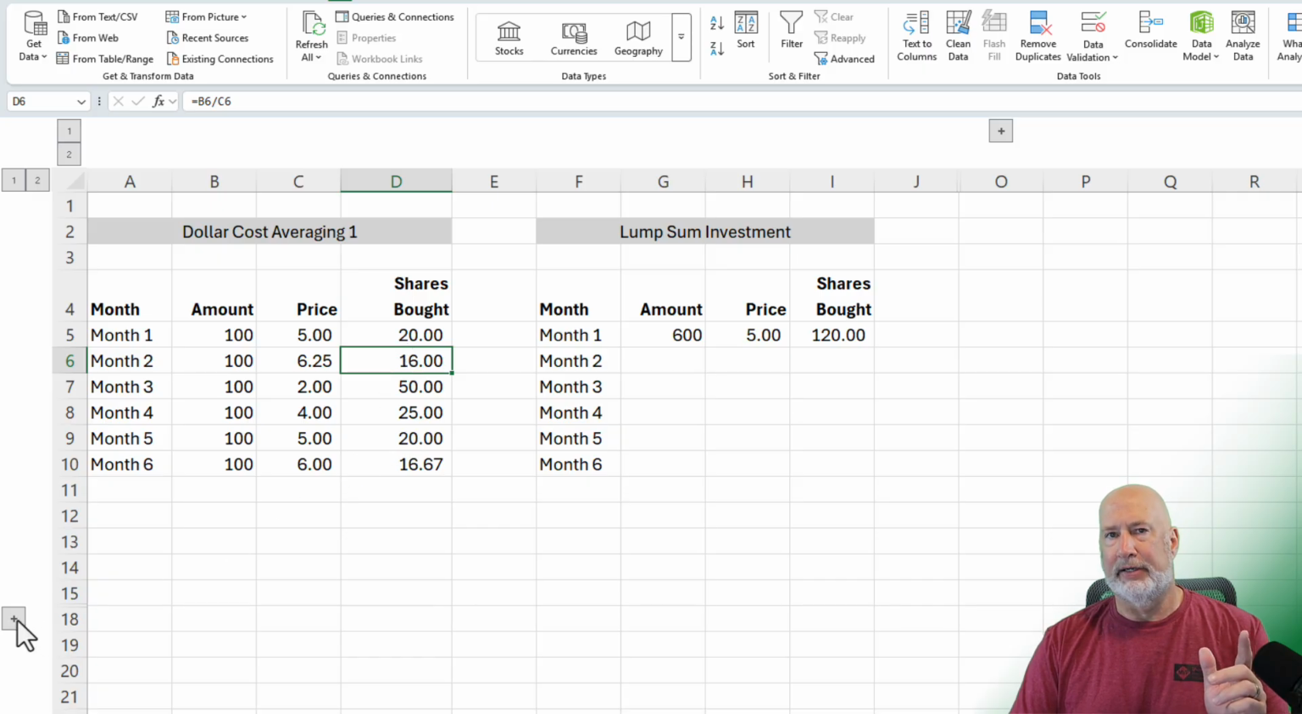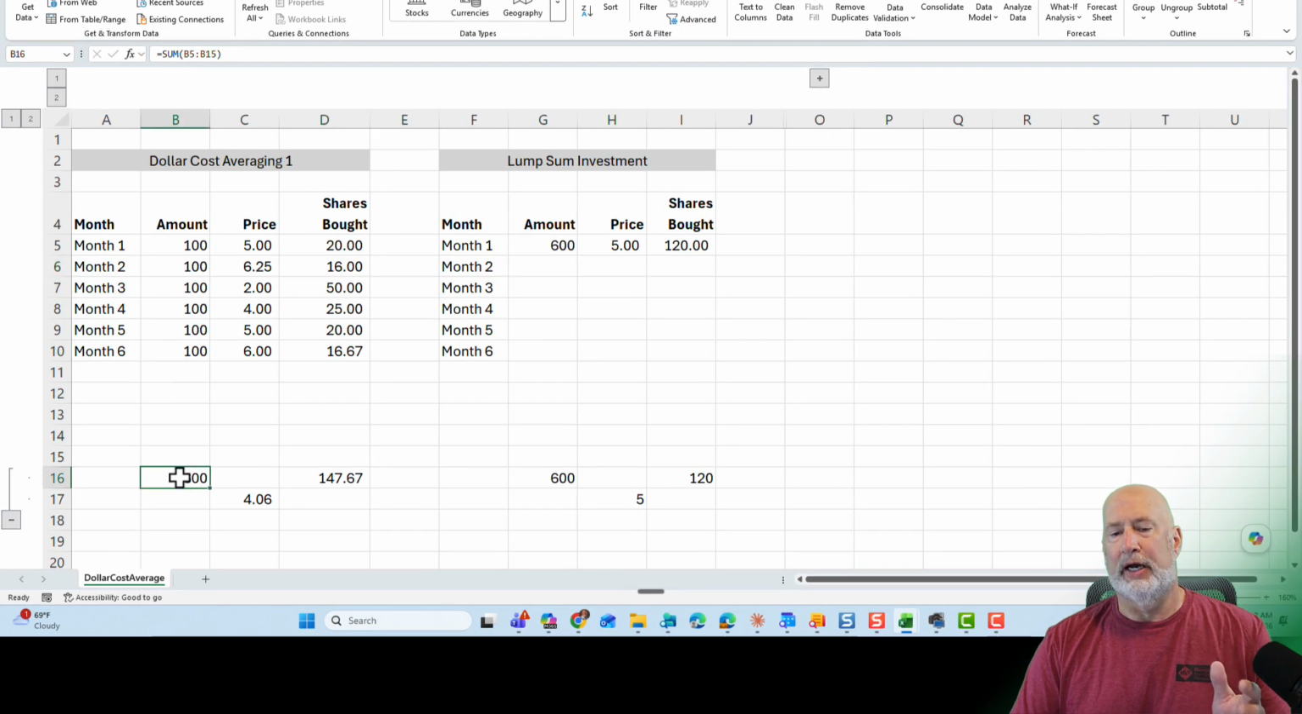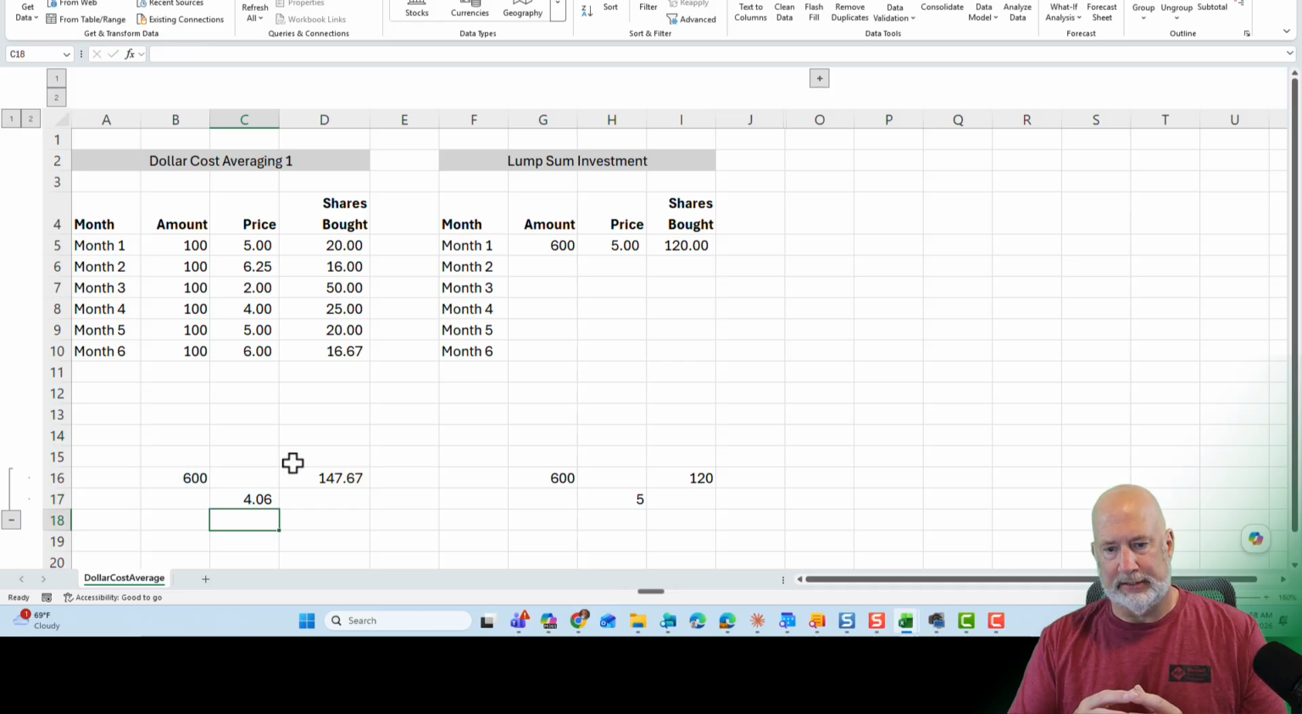Now, I have it hidden. Let me just expand this. So here's what we end up with. Both of them, the lump sum and the dollar cost averaging, end up with $600, column B and column G. Over in column D, I totaled up the total number of shares we had. And then I figured out the average share price. And if you notice, $4.06 for 147 shares versus $5 a share for the 120 shares.